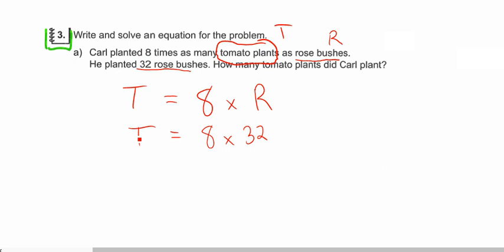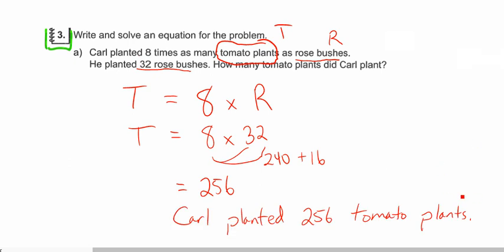Okay? So in this case, 8 times 32. 8 times 30 is 240. 8 times 2 is 16. So 8 times 32 is 256. Okay. So to answer the question, we'd write a sentence like this. Carl planted 256 tomato plants. Let's move on.